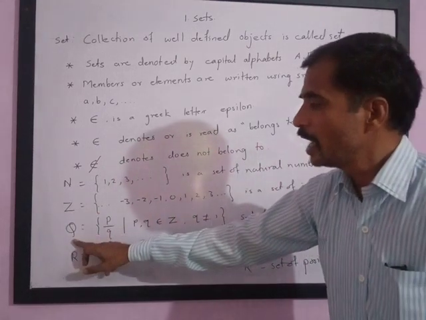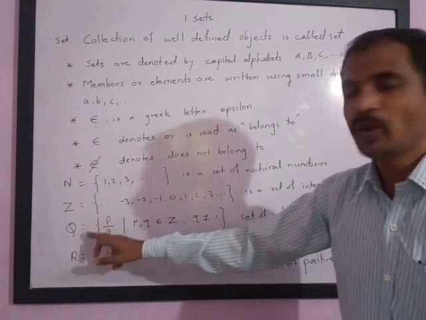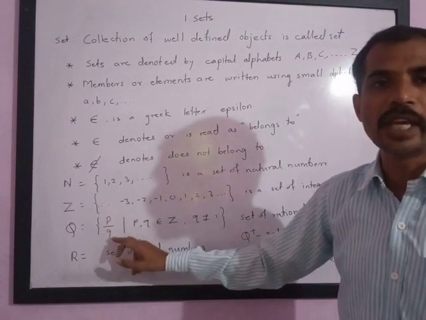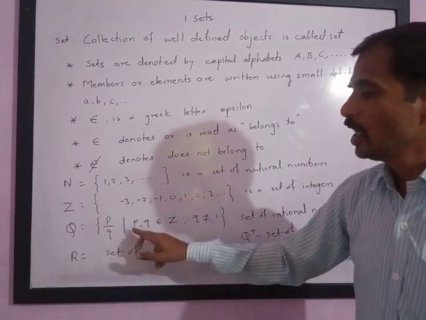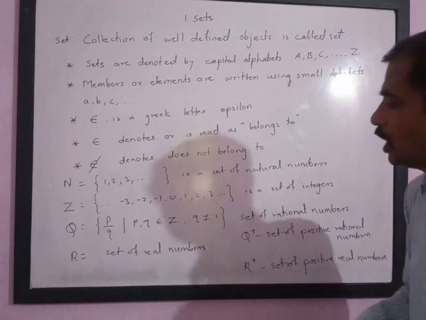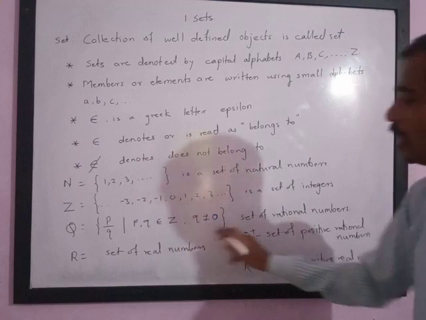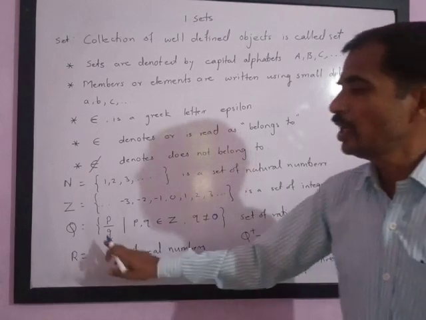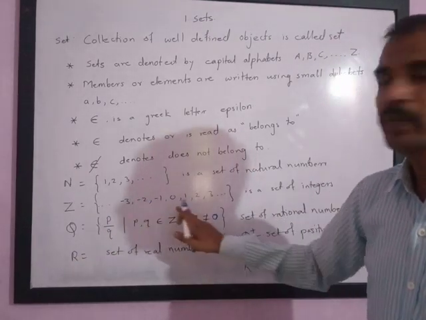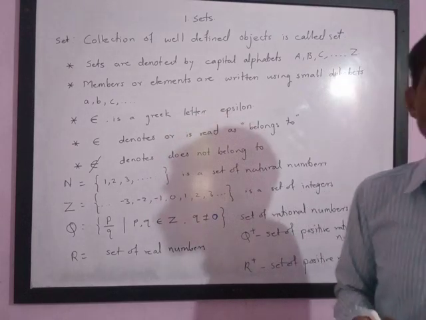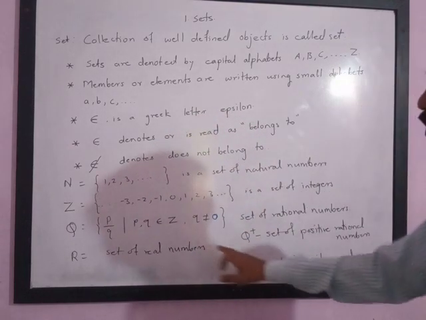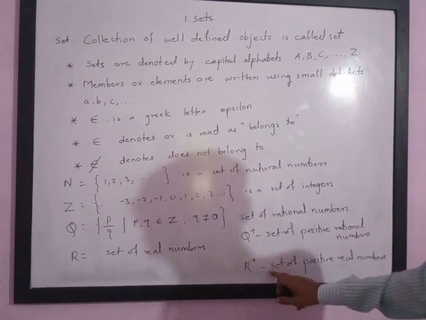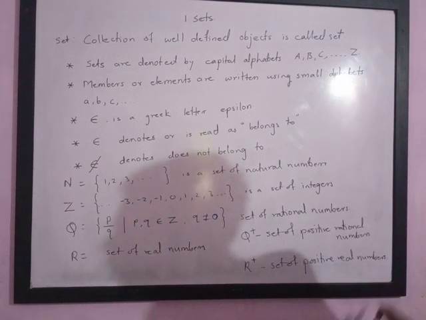Q is the set of rational numbers. We know the definition of rational numbers: the numbers which can be written in p upon q form, where p and q are integers and q is a non-zero integer. So p and q are integers, but q is not equal to 0. Last is R, which indicates the set of real numbers. We cannot write it in this form, because there is no fixed gap between two real numbers. Then there is one more, Q plus, the set of positive rational numbers, and R plus indicates the set of positive real numbers.